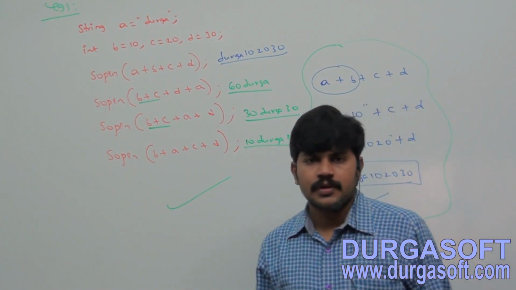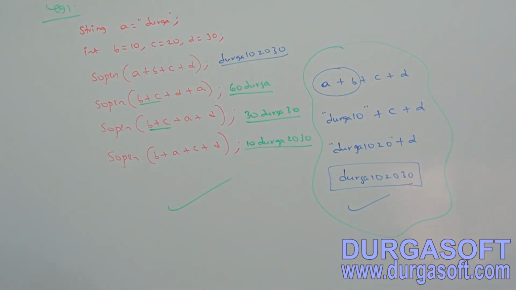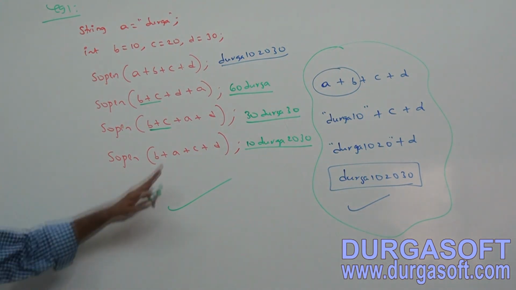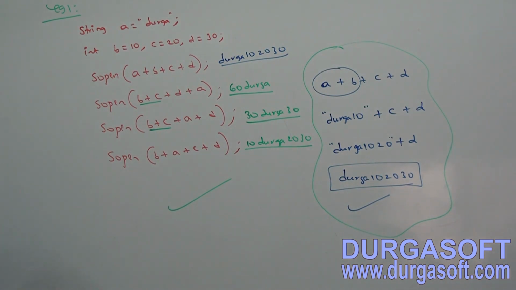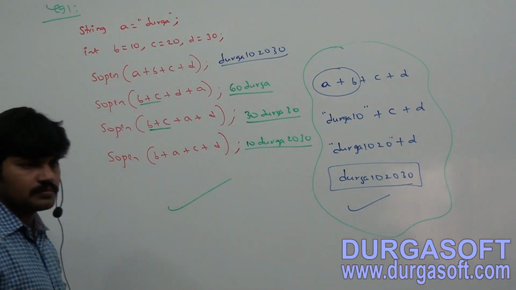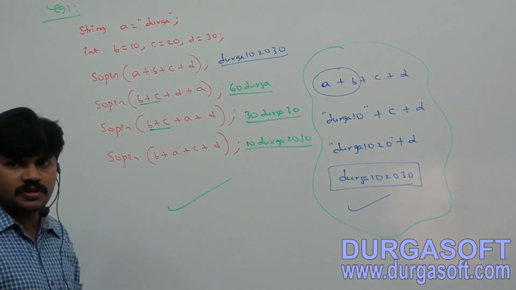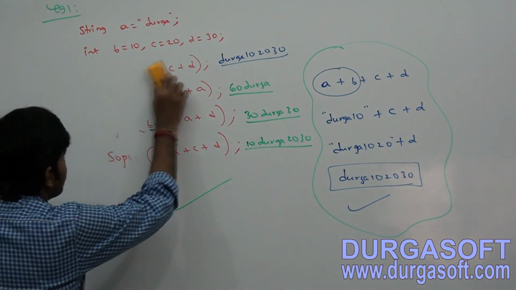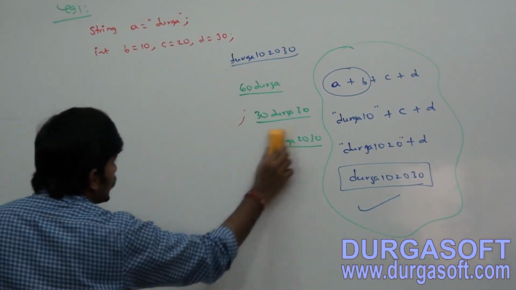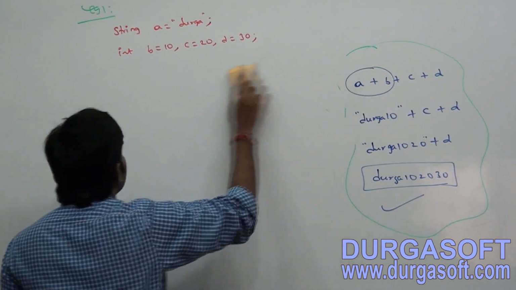Okay. Now next one. String A is equal to Durga, int B, C, D, like Durga 10, 20, 30, here 60 Durga, 30 Durga, 30, like we have clear clarity. Now completed, right? So this is the first thing you should be aware of. So the concept is the same. The other possibility to ask the bit, same concept.